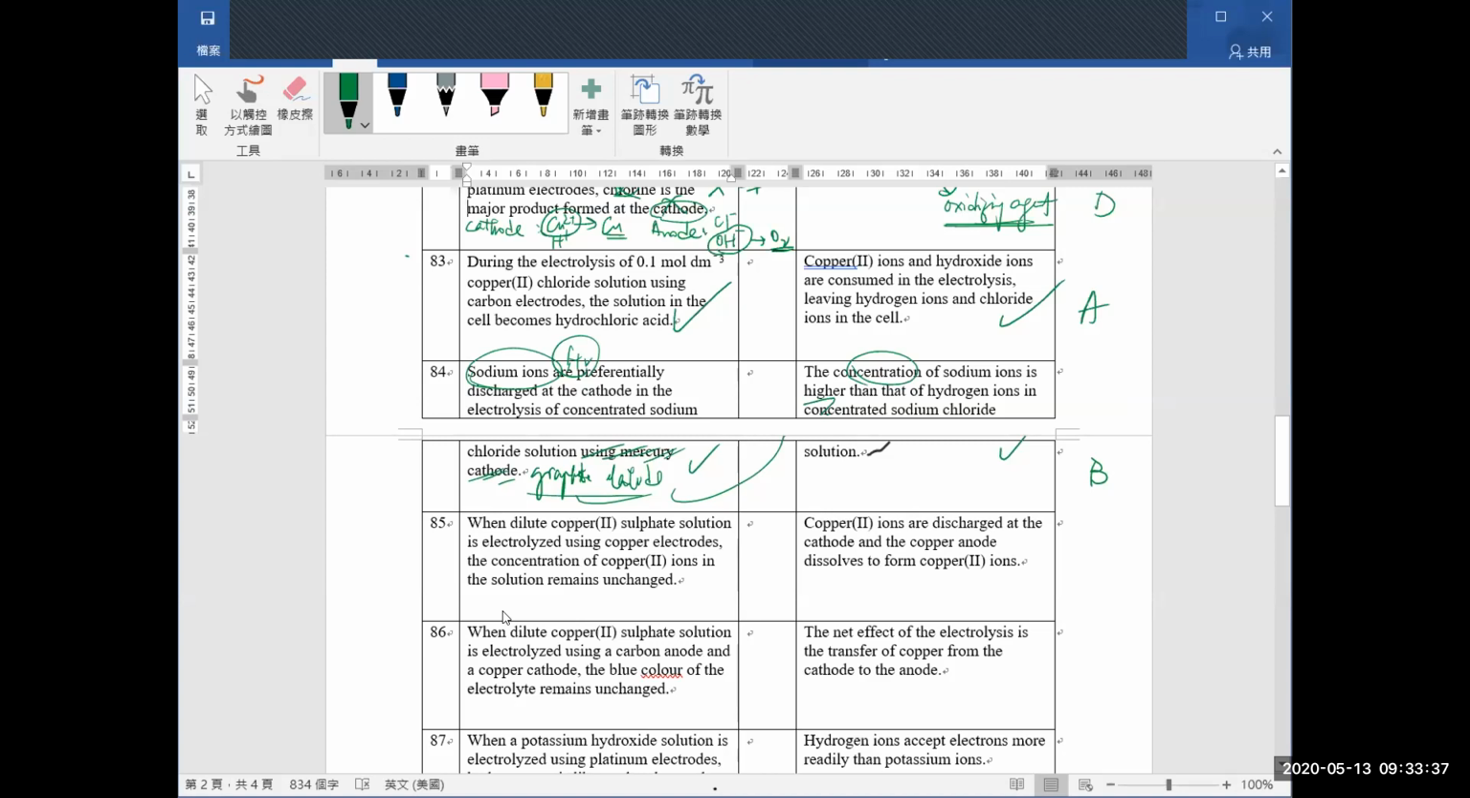So what is the hidden message? You need to know that the material of the electrode plays a very important role in determining the preferential discharge of ions. Can you get the point? It's B. How about 85?